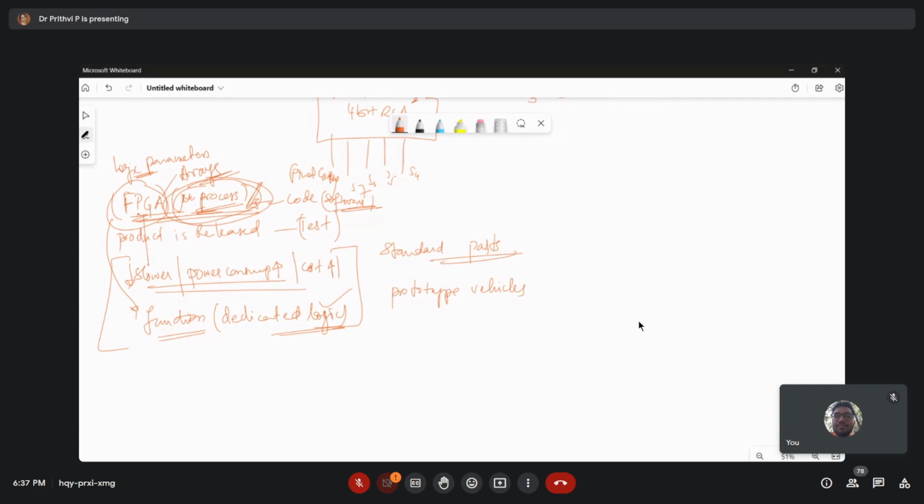Before these FPGAs came into the market, we had something called PLDs and all. PLDs, PLAs, you have learned this. What are PLDs and PLAs? Programmable logic devices, programmable logic arrays, or programmable array logics. What are these things? Are they memory elements? Are they logical blocks?